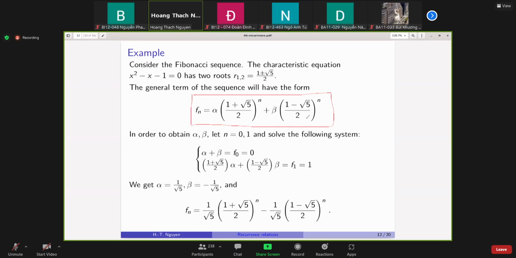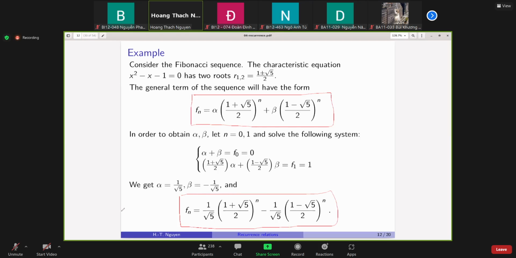So this will require some calculations. You need to get out your pen and a piece of paper to do it. It is not very difficult. You will see that after some quick calculation, you will find alpha equal to 1 over square root of 5 and beta is equal to minus 1 over square root of 5, which will give you this formula.